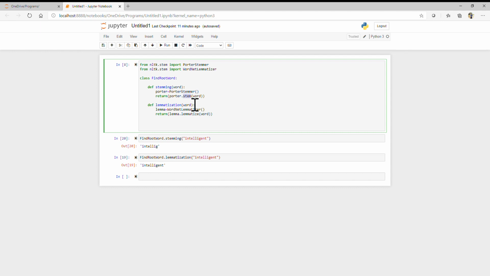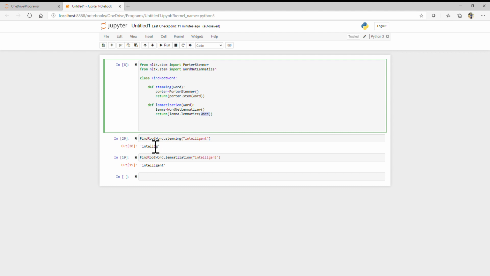and passing the word. For the second method we are using lemmatization, which is also present in the NLTK library, and the class name is wordnet lemmatizer. In that wordnet lemmatizer we are creating one object for that class, and we are passing the word.